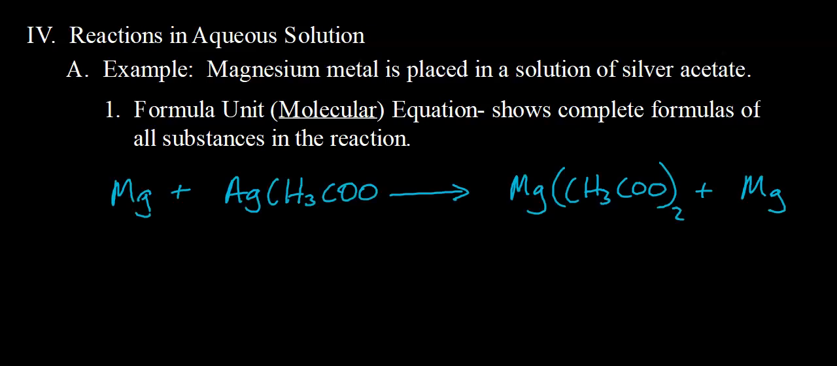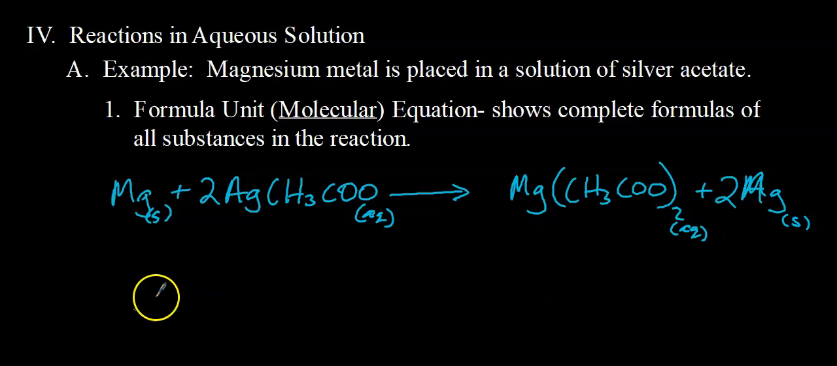So here's our unbalanced chemical equation. We want to also include states of matter for each substance. And then we need to balance this equation. That's a mess up there. I guess that should be Ag there in the end, silver. And so here is our complete chemical equation for the reaction. Formula units for dealing with ionic compounds, molecular equation if we're dealing with molecular compounds.